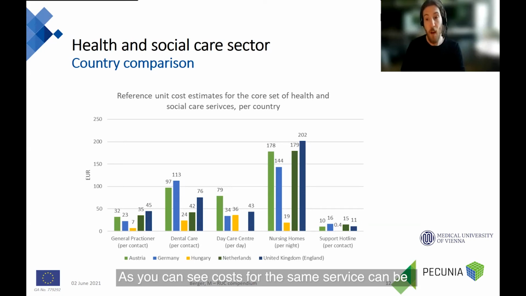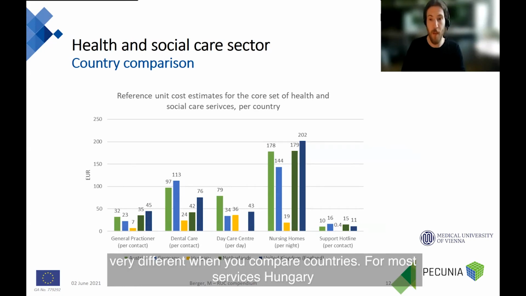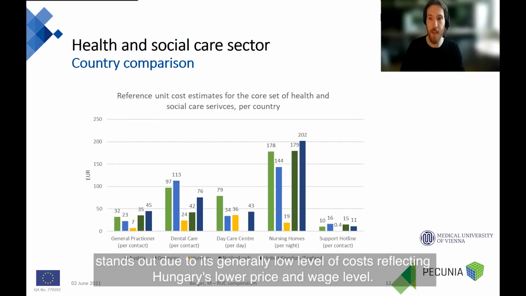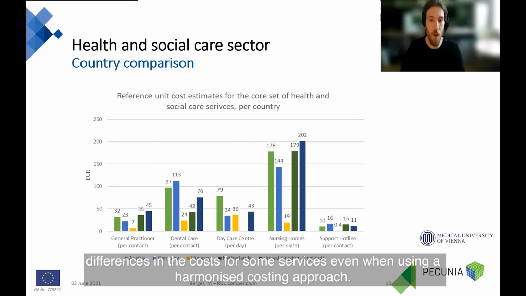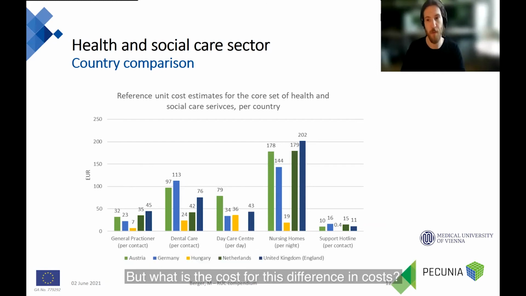As you can see, costs for the same service can be very different when you compare countries. For most services, Hungary stands out due to its generally low level of costs, reflecting Hungary's lower price and wage level. But even countries with a similar price level, like Austria and Germany, show marked differences in the costs for some services, even when using a harmonized costing approach. But what is the cost for this difference in costs?